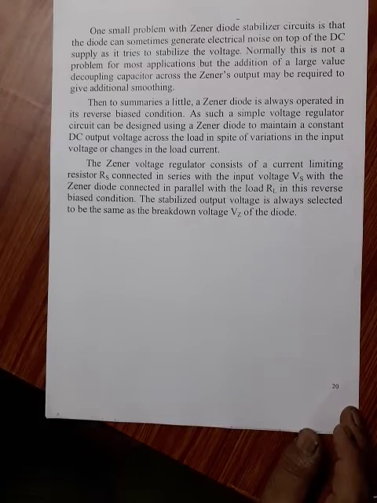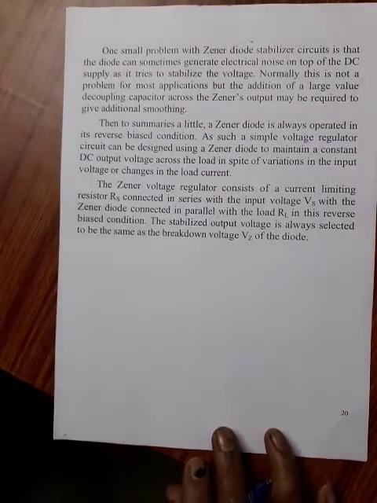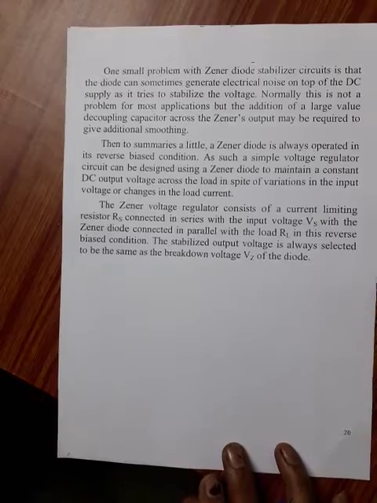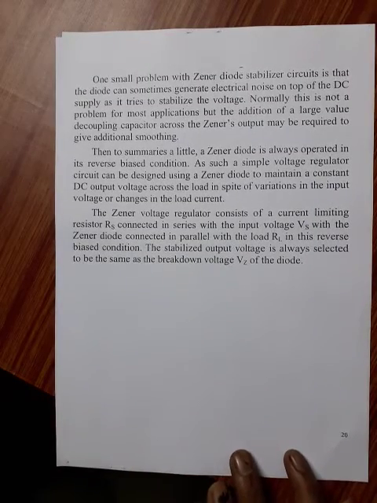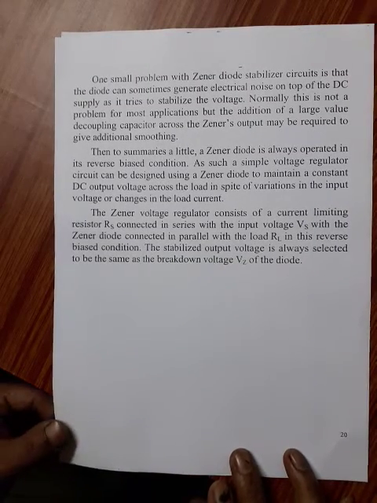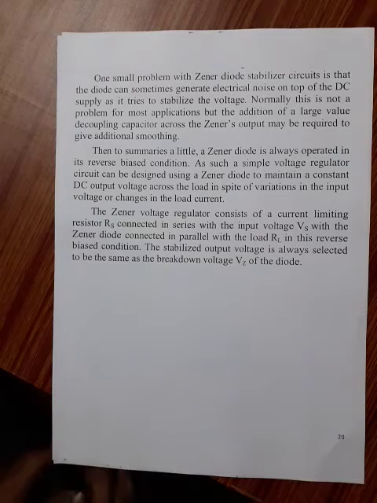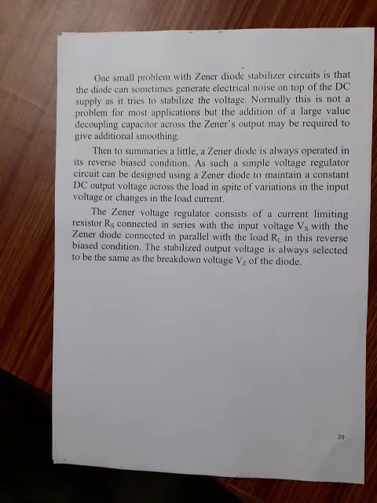One small problem with using the zener diode to stabilize the circuit is that the diode can sometimes generate electrical noise on top of the DC supply as it tries to stabilize the voltage. Normally, this is not a problem for most applications, but the addition of a large value decoupling capacitor across the zener's output may be required to give additional smoothing.